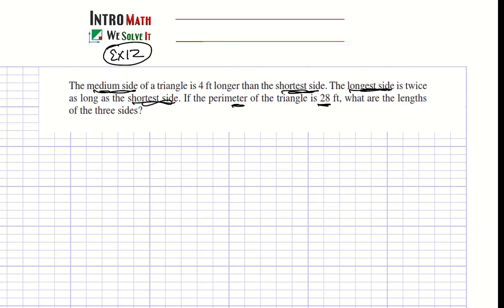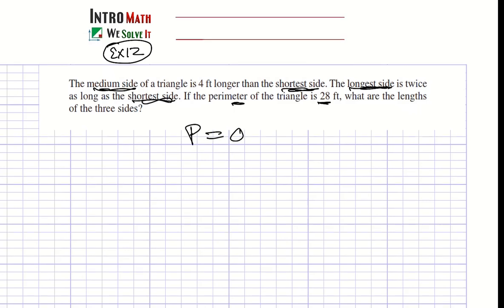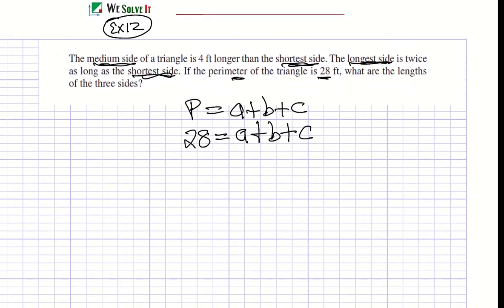So remember we said perimeter equals A, B, C. One of them is the medium, one of them is the shortest, one of them is the longest. We are given 28 equals A, B, C. Okay? So we don't know which one is the longest. We don't know which one. We say let S be the shortest. Let this be the shortest, okay?